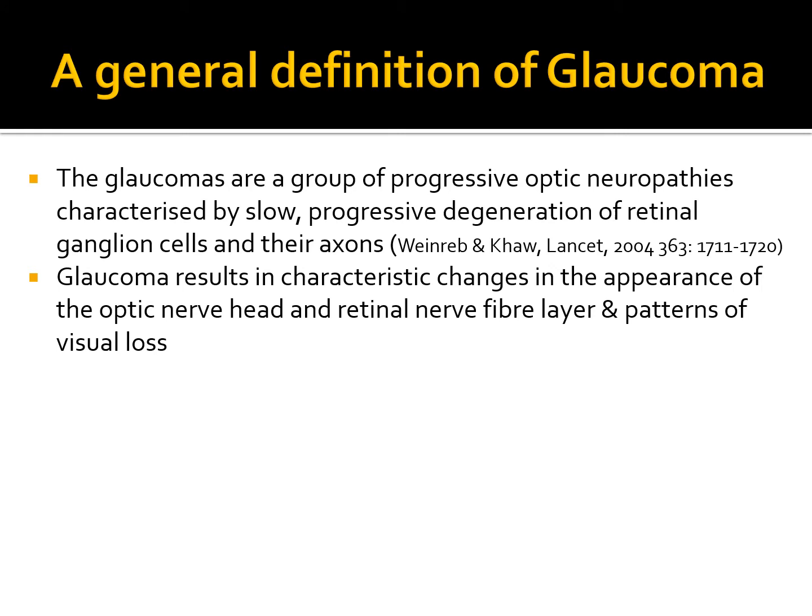So this is an absolutely general definition of glaucoma. Glaucomas are a group of progressive optic neuropathies characterized by slow, progressive degeneration of retinal ganglion cells and their axons. Glaucoma results in characteristic changes in the appearance of the optic nerve head and retinal nerve fiber layer and patterns of visual loss. And I say general because, of course, not all glaucomas are that slow.